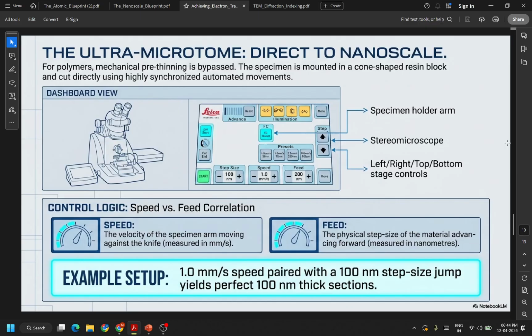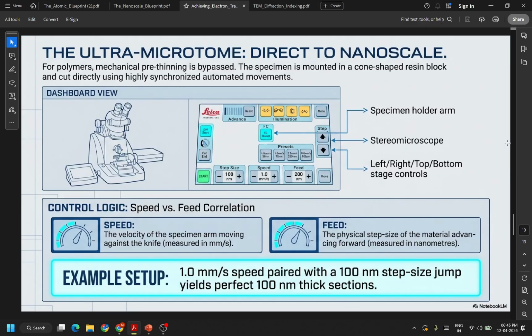So for polymers, mechanical pre-thinning is bypassed and the specimen is mounted in a cone-shaped resin block and then cut directly using highly synchronized automated movements. So you have this machine where you can control your specimen holder arm, and you can look through your stereo microscope, and you can control the stage. So the speed you have to control.